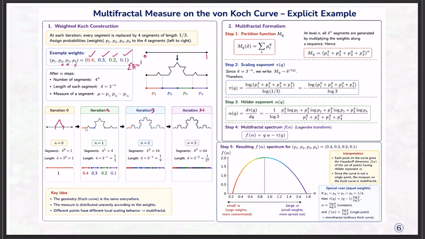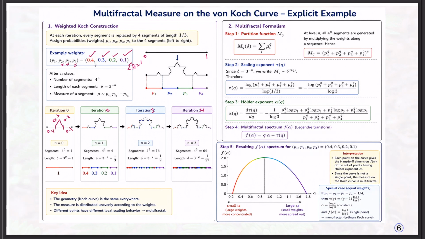So here to here we are giving the probability like this: here it is 0.4 and here it is 0.3, here it is 0.2, here it is 0.1. Now after the first iteration, this one will be divided into 3 parts, and again into 4 equal parts, so we will get 4 line segments.